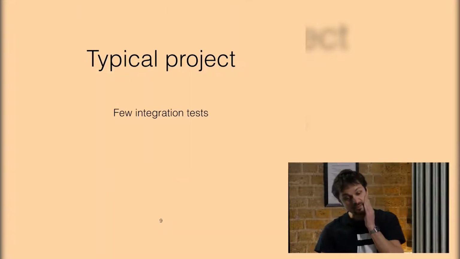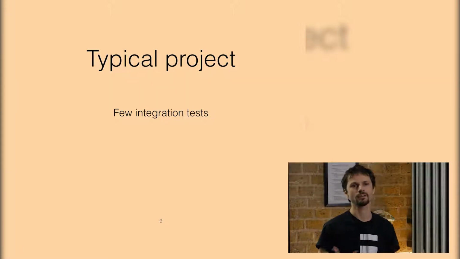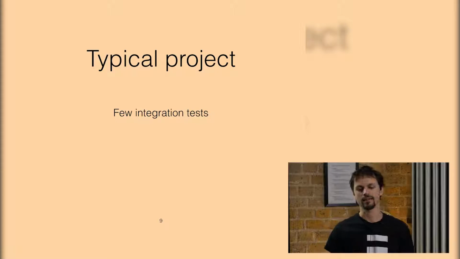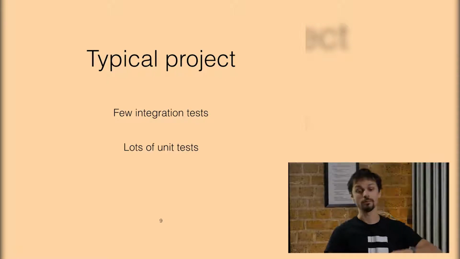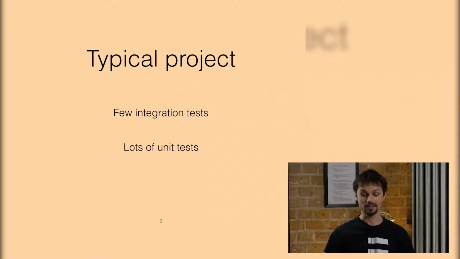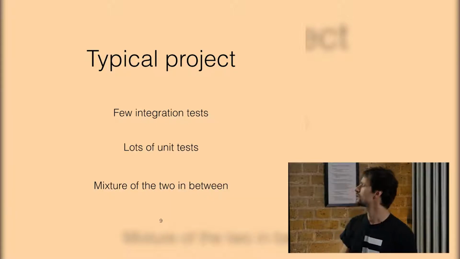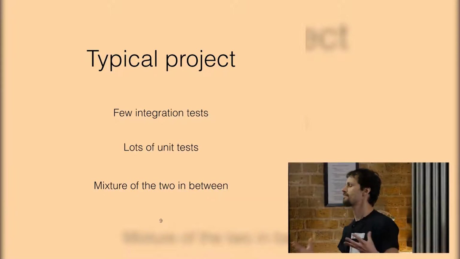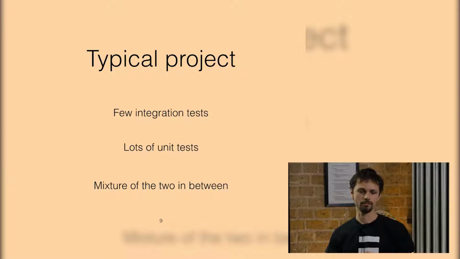So on a typical project, we have few integration tests because, well, you can't get away without having anything at all, but they're too painful to write lots of them. We have lots of unit tests to cover all the permutations underneath, and we have mixtures of the two in between, be it testing of some adapters, testing of queries, or maybe functional tests of particular components.